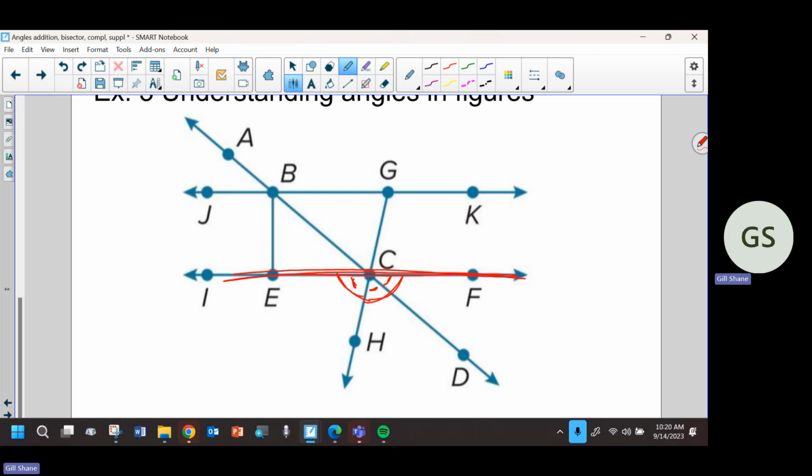You will get a problem on a future test. I'll give you two of the three, and you have to know that you can add those together and subtract it from 180 to get the third. HCD, and then it would be ECF. So that's all I'm doing with angles.